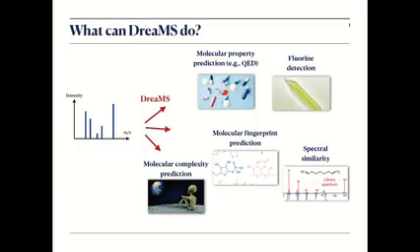So for example, it can predict molecular properties, the presence of fluorine, the molecular complexity, molecular fingerprints, or spectral similarity between a couple of spectra and so on. So it's easy to extend it even further.